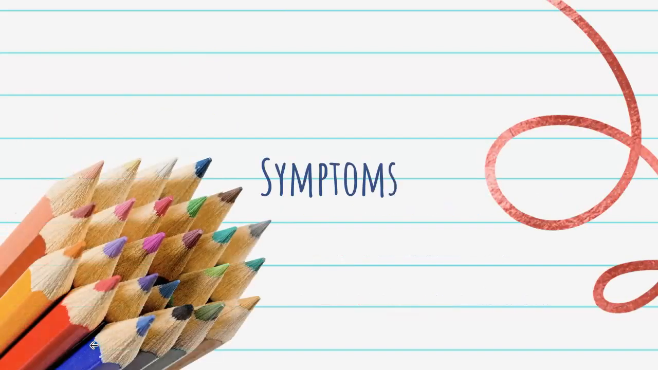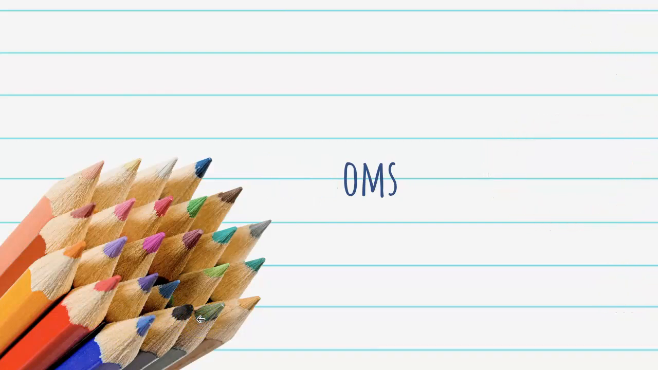So, symptoms. We know how it's inherited. We know how thalassemia affects the red blood cells and hemoglobin. But what does this look like on a broader scale to a person living with this disorder?